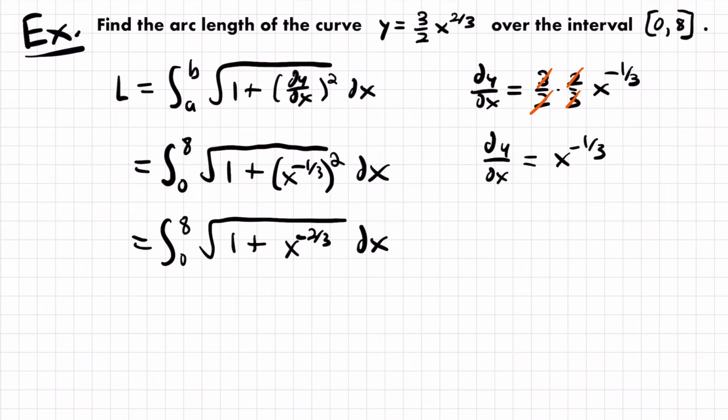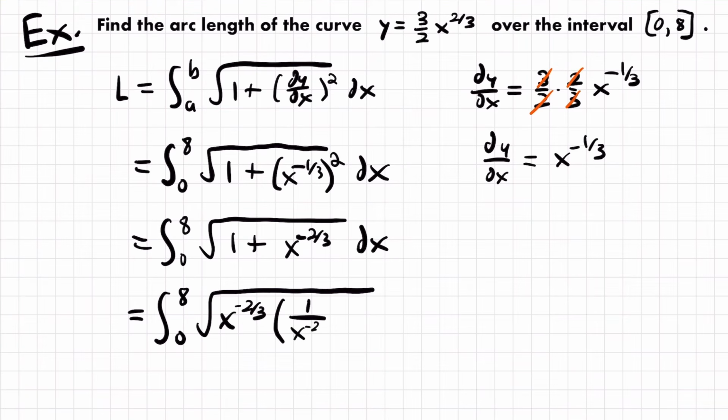So if we do that, this will be equal to the integral from 0 to 8 of the square root of x to the negative 2/3 power times 1 divided by x to the negative 2/3 power plus 1. And that's multiplied by dx. Right? So what we did is we pulled out x to the negative 2/3 out of each of these terms.